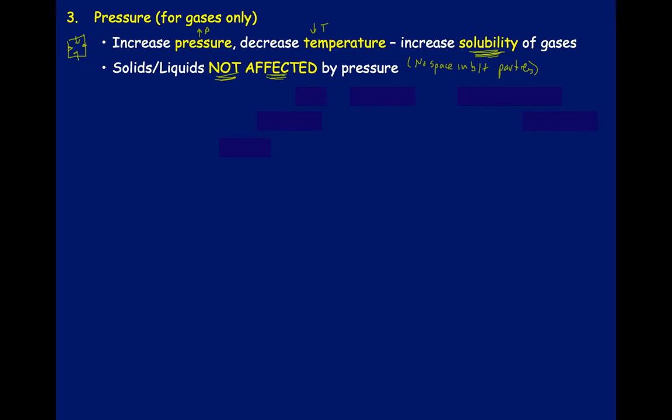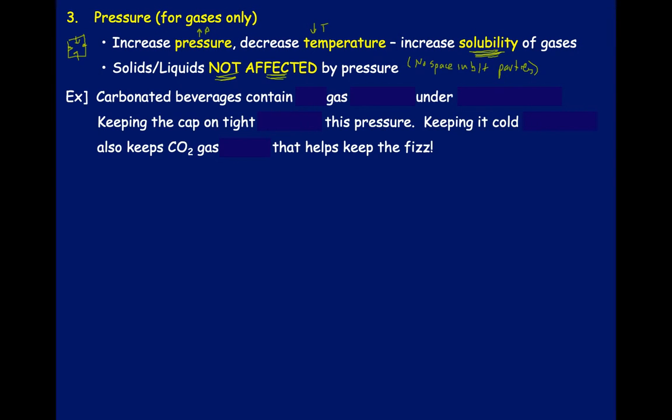Example, if you took sugar and water onto the moon versus Earth, they would dissolve the same. Okay, but the pressure would be different. So you would have a problem dissolving gases on the moon versus here because of the difference in the pressure.